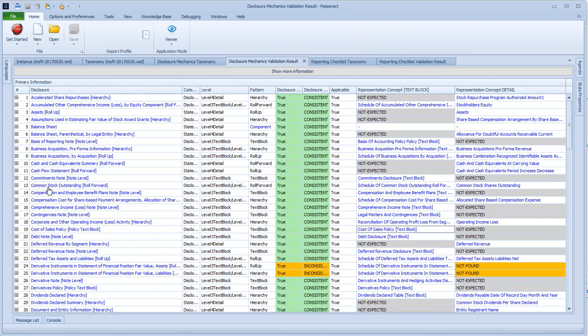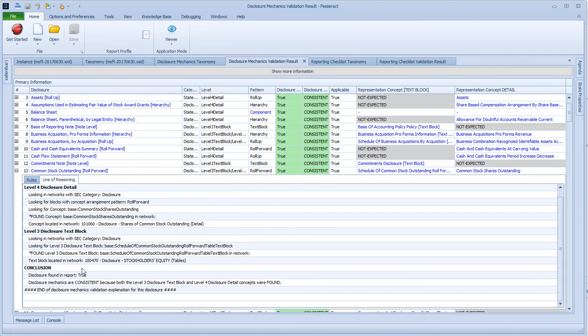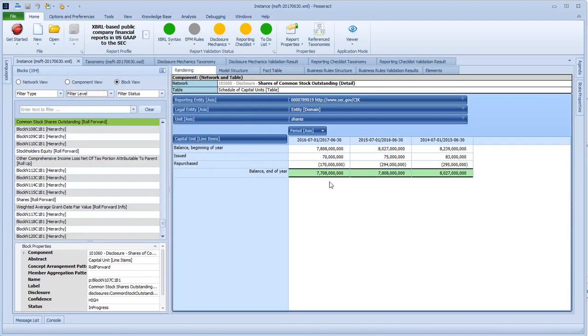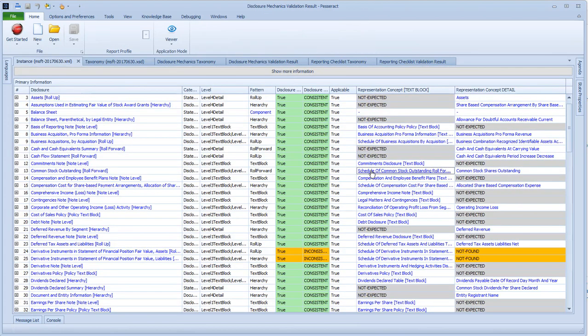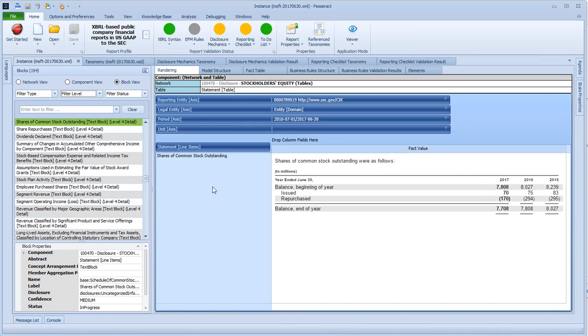So here, for example, let's say common stock outstanding roll forward. So here's a rule, the rule that explains what this disclosure looks like. There's not much there. It doesn't take much to uniquely identify the disclosure. Here's the line of reasoning that the software uses to find this, and it tells you the conclusion that it reached. It did find it, and it's consistent with what was expected. And if I click right here, it takes me to the level 4 detail. So common stock shares outstanding. Or if I go to this column and click here, it takes me to the level 3 version of this disclosure.